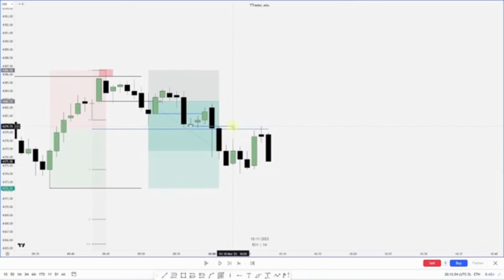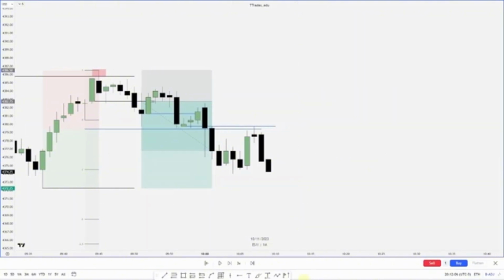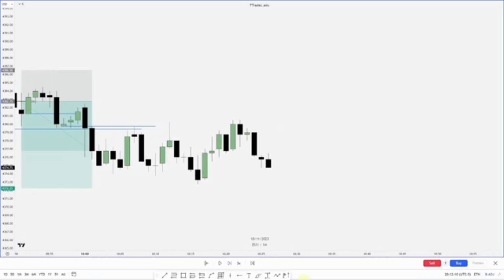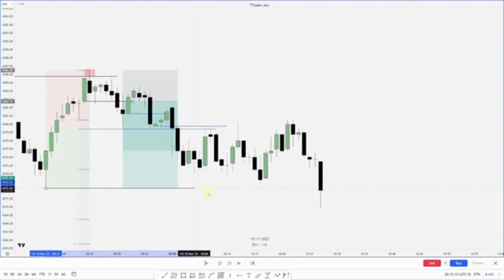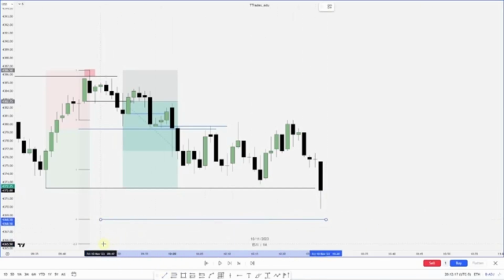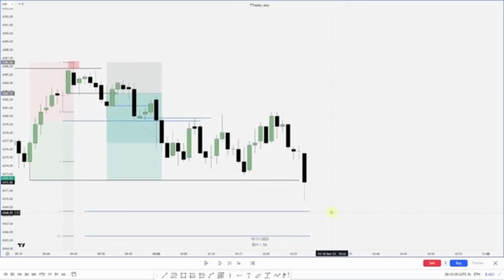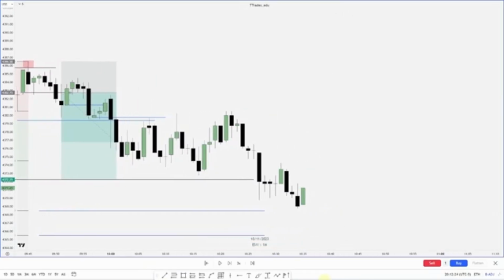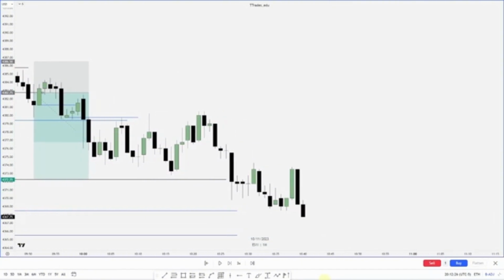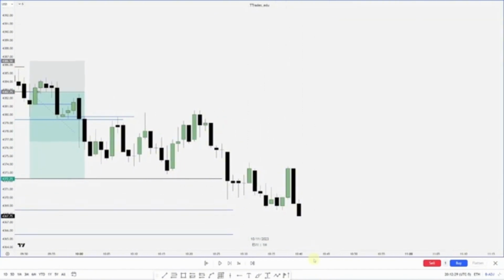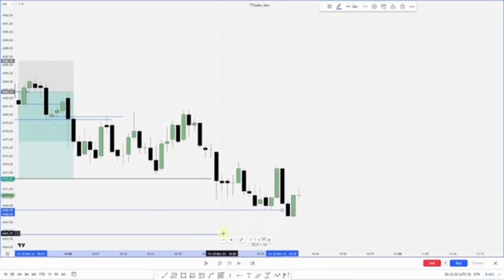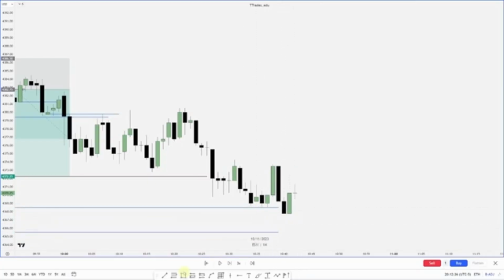You can see price is retesting that order block. And there we go, we break that initial low. Let's go ahead and mark out our -2 to -2.5. And now let's see if we can find something in the other direction. So you can see we're building a range. Now we do reach into the -2 to -2.5 and below these lows.